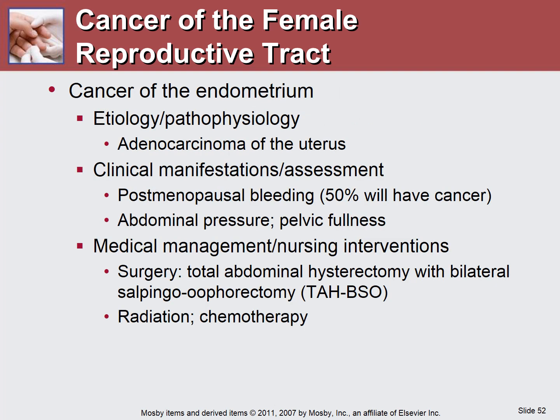All right, so cancer of the endometrium, adenocarcinoma of the uterus, clinical manifestation is usually bleeding.